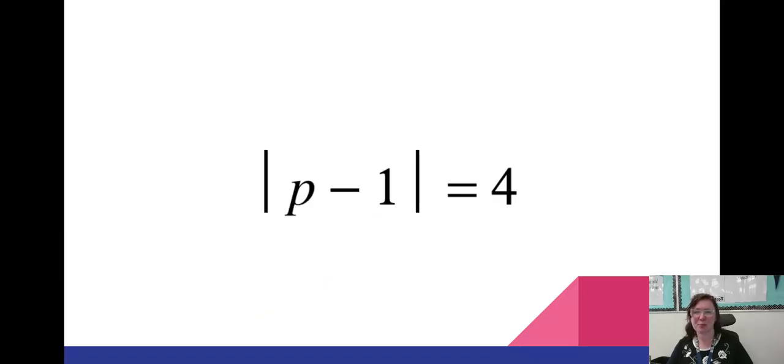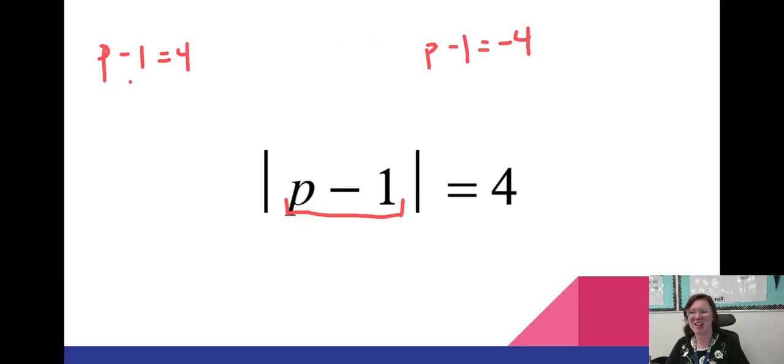Absolute value. First we get rid of the stuff on the outside of the absolute value bars. This doesn't have anything, so we move to the next step. We're okay with everything in here equaling a 4, so p minus 1 can equal 4. We're also okay with all of this equaling a negative 4. P minus 1 equals negative 4. And then you just add 1 to both sides of the equal sign. P equals 5. Add 1 over here, and P equals negative 3.